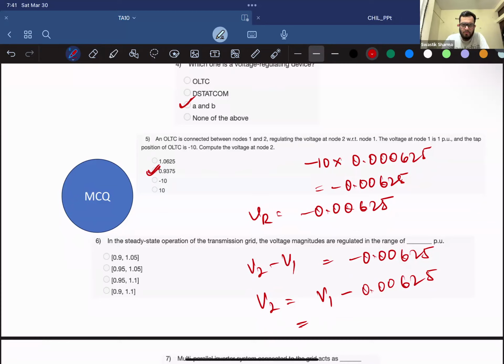Okay. So can't I have it written as V2 minus V1? Okay. But you tell me, if your V1 is at 1 and you have connected an OLTC which is minus 10, would your voltage at V2 be greater than V1 or less than V1? So it's decreasing, right?